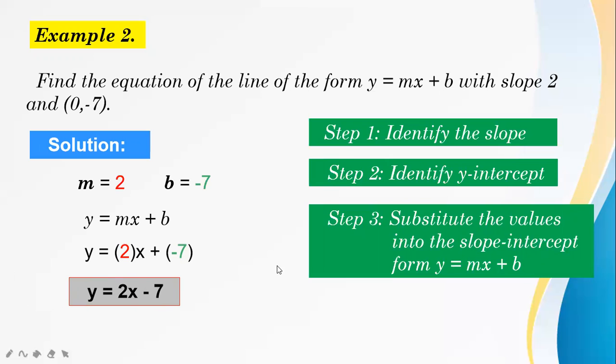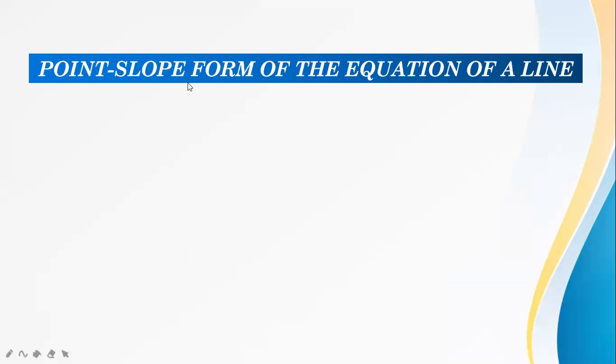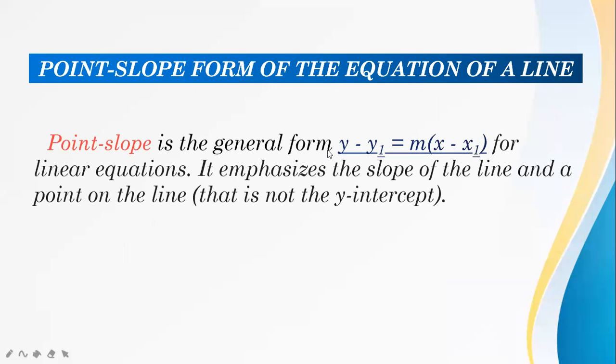Very easy. Next, we have the point slope form of the equation of a line. Point slope is the general form y minus y sub 1 equals m, the quantity x minus x sub 1, for linear equations. It emphasizes the slope of the line and a point on the line. That is not the y-intercept. We have a given point and we have a slope.